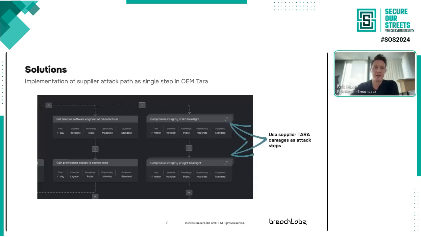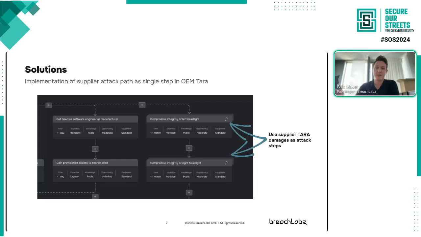One potential solution that we have thought of, this is a mock-up we have created, is to use the supplier attack path as a single step in the tower. We often deal with the argumentation from suppliers that they don't want to share the tower in its complete state because it contains intellectual property. I don't want to go into the discussion of whether this is intellectual property or not. Let's just assume that the supplier does not want to share the attack path analysis in detail, so not all of the attack steps, which is perfectly fine, and this is just an assumption we can deal with at the moment.